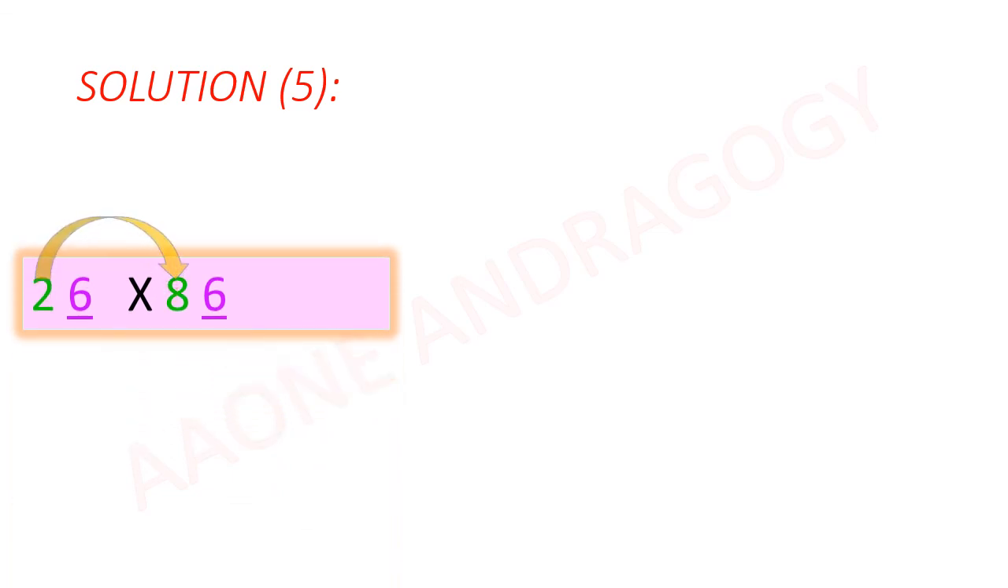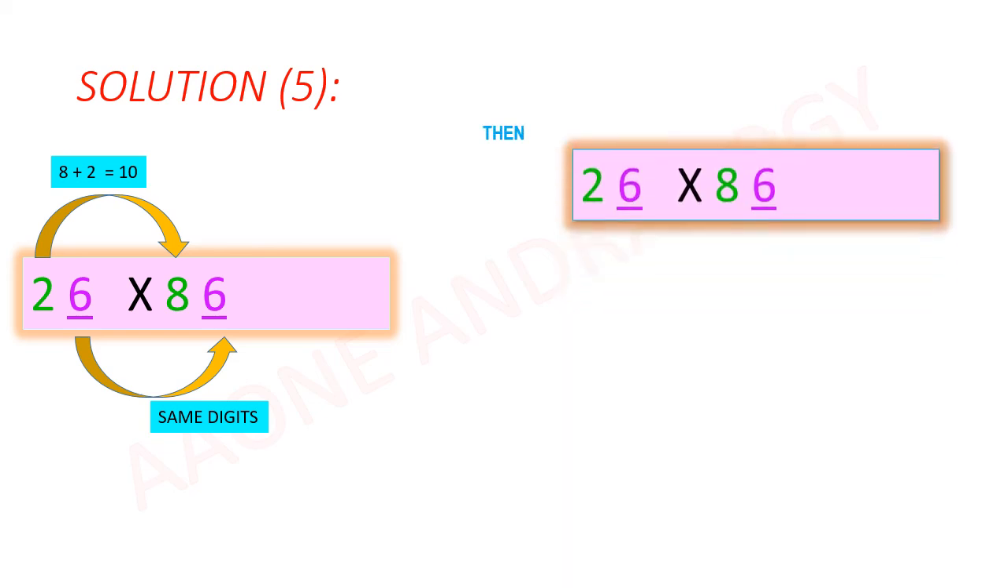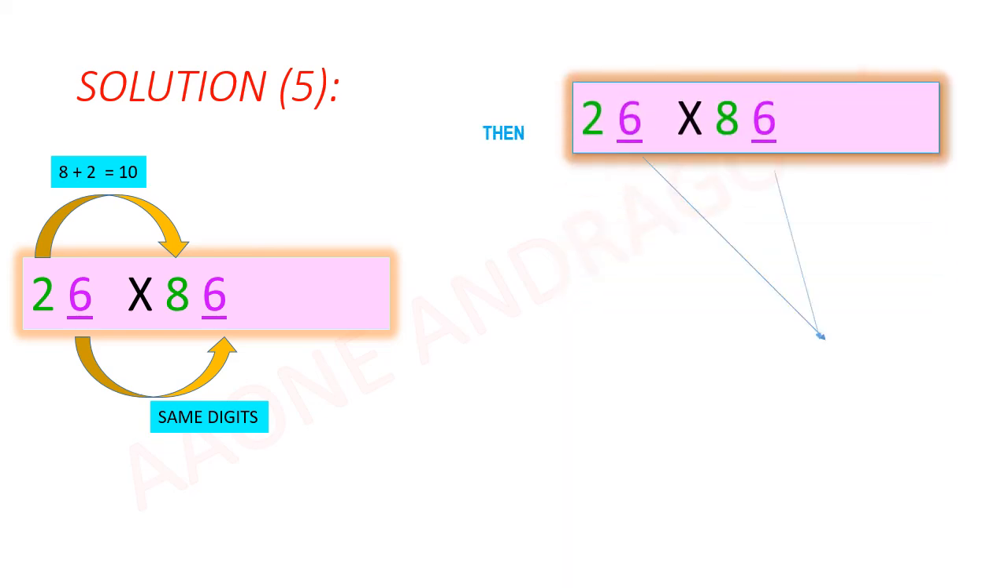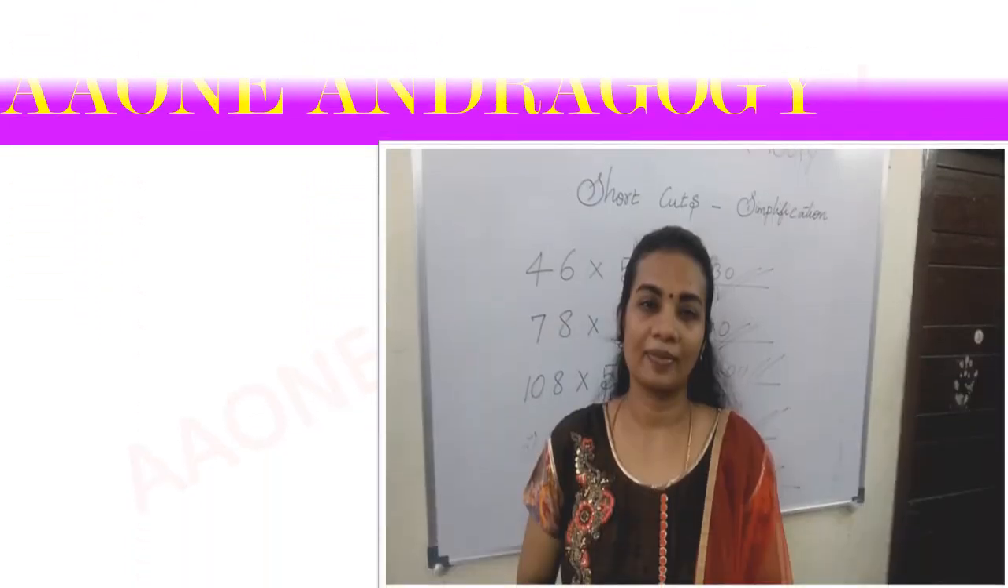Solution for 5. 26 into 86. 2 plus 8 is equal to 10. And 6 is the unit digit which is the same in both cases. Finally, my result: 6 square is 36 simply. Then 2 into 8 plus 6, which is 16 plus 6, 22. And combining with 36, finally my result is 2236.